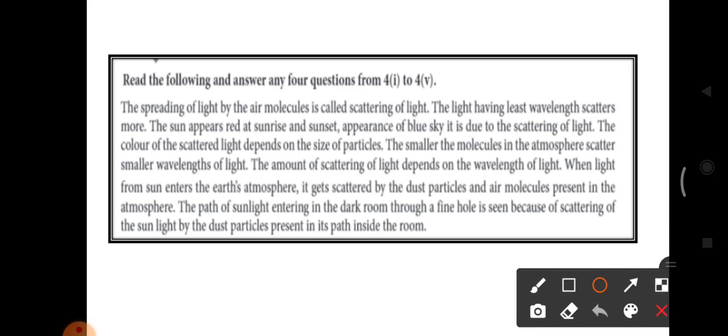If you take our earth, this is our earth. The earth is made up of atmosphere. The atmosphere is a heterogeneous mixture. It consists of air molecules, dust particles, water droplet. So, some particles are smaller in size, some particles are larger in size.